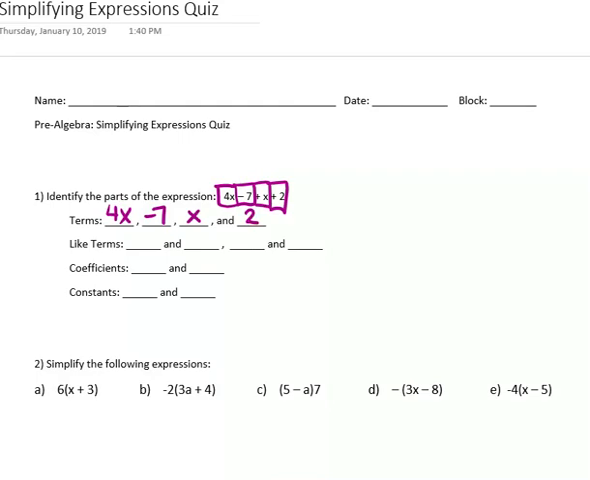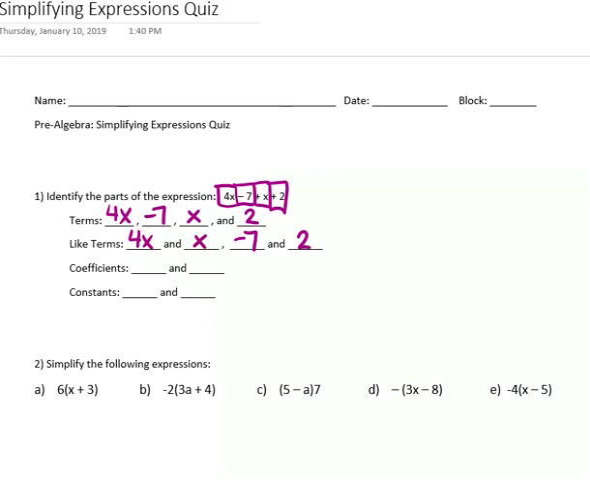For your like terms, you're trying to find the terms that are the same. They have the same type of variable, or they could just be those plain old boring numbers. So our like terms are going to be the x's, which would be 4x and x, and those plain old boring numbers, that second pair, would be -7 and 2.